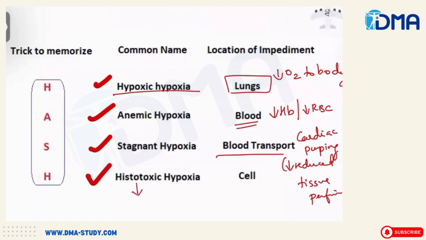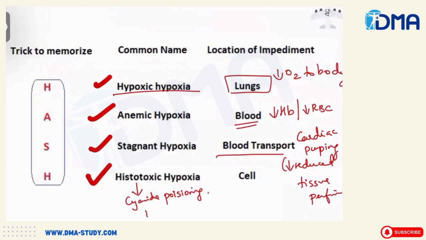Histotoxic hypoxia, example: exactly, cyanide poisoning. Here, oxygen is present, blood is going normally, everything is normal. But the problem is the cyanides are attached to the hemoglobin, thereby not allowing the oxygen from the hemoglobin to be delivered to the tissue. The oxygen is there in the cell, but it is not able to be utilized by the cell.